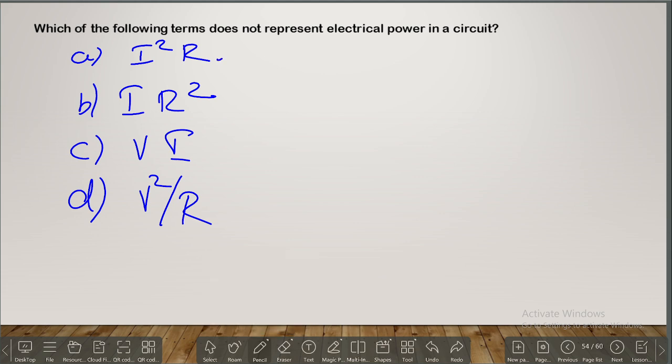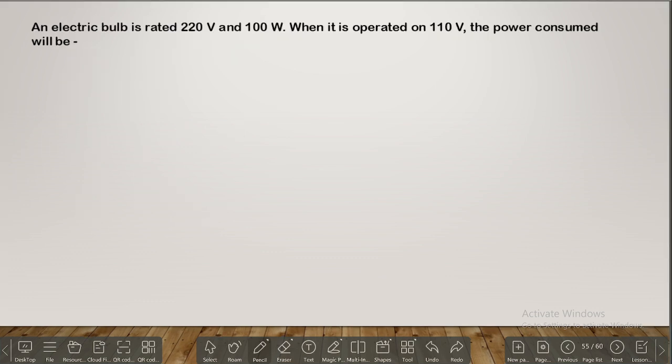So if you are saying over here, this one is the formula, V into I is the formula, V square by R is the formula. Which one is not the option? P is equal to I R square is not the option. That means what is the option over here? Option B.